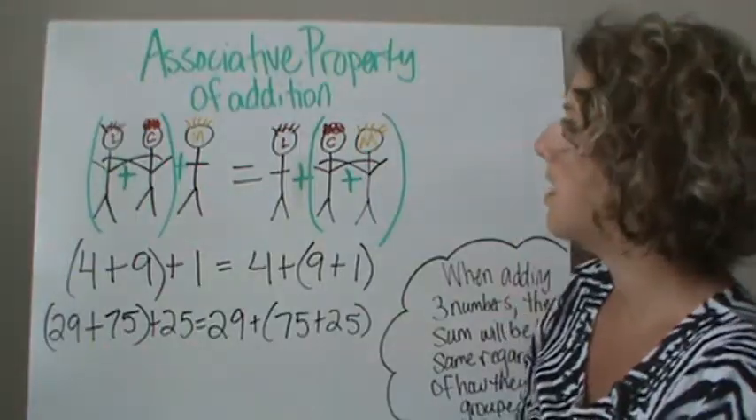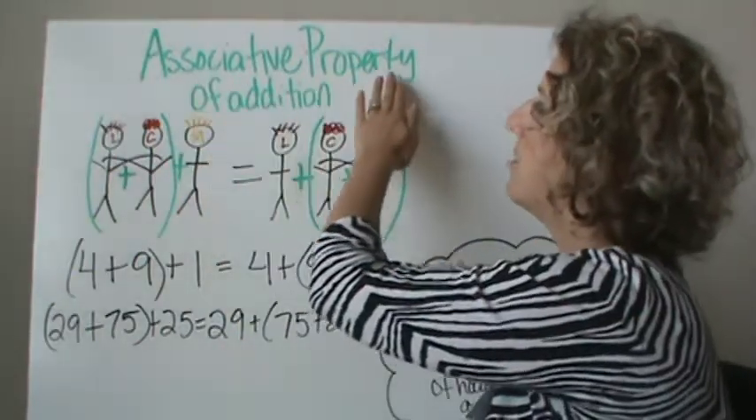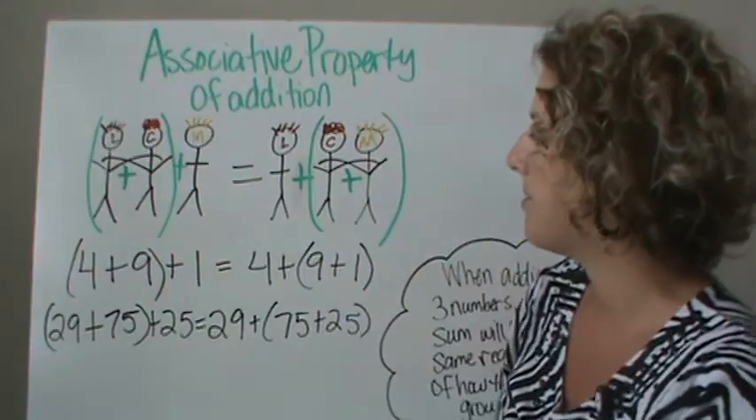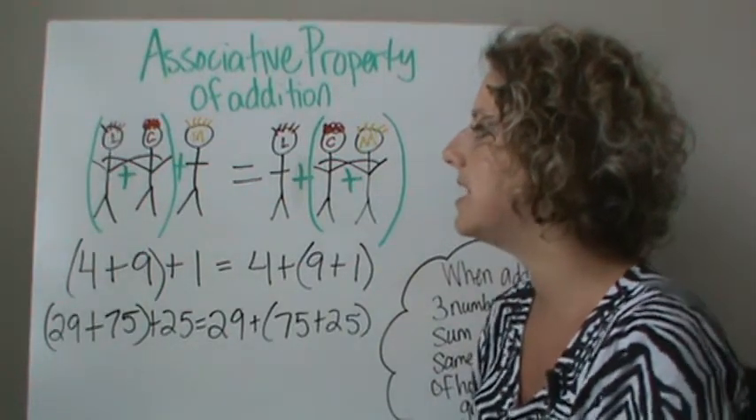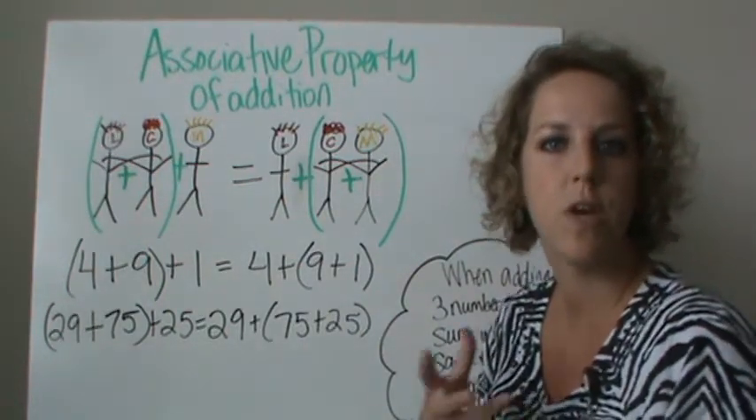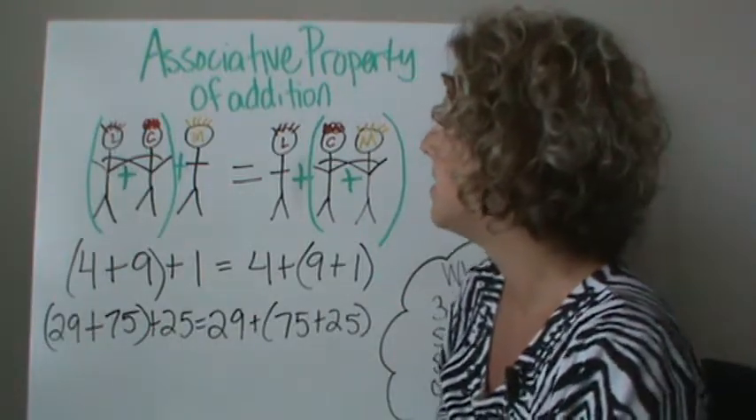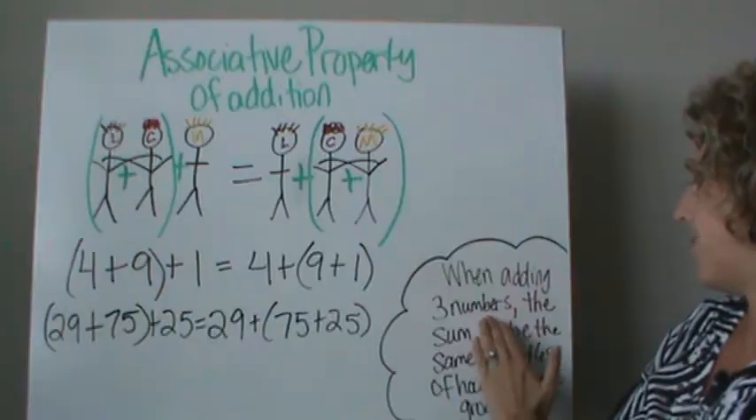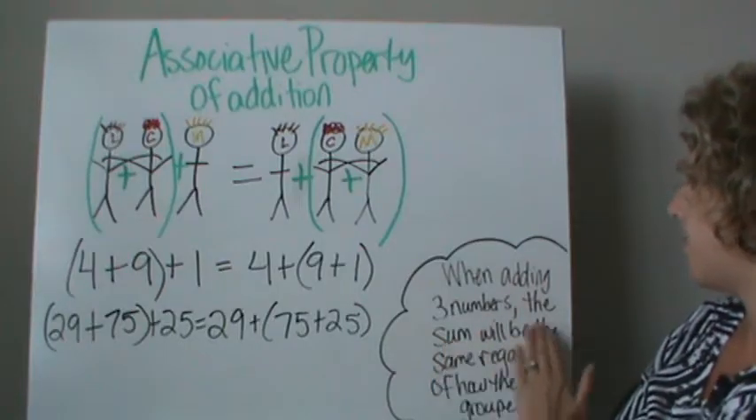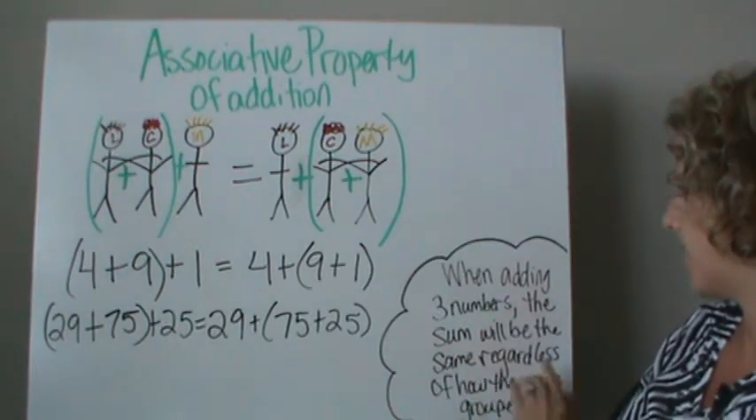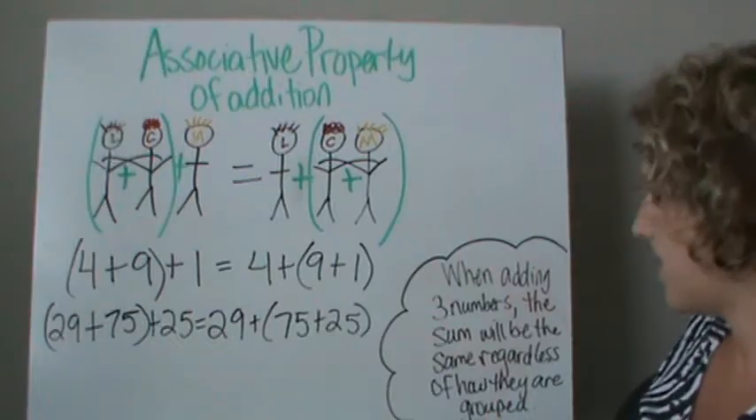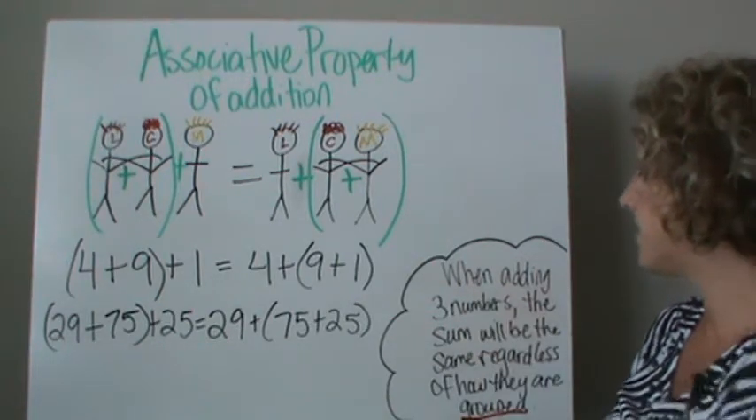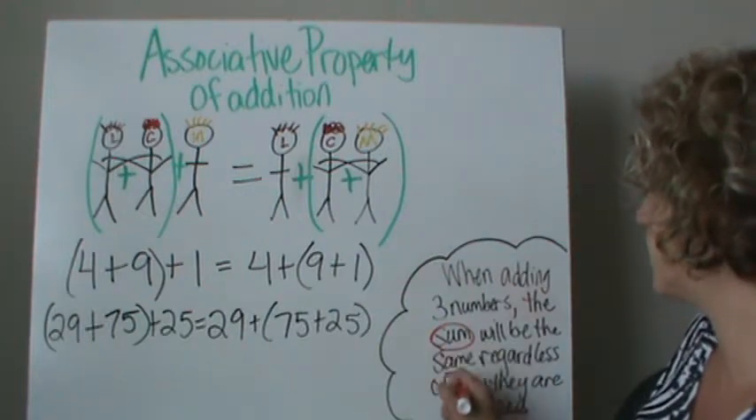The third property of addition is the associative property of addition. This property basically deals with numbers associating with one another. So let's look to see what this property says. It says when adding three numbers, the sum will be the same regardless of how they are grouped. So even if they're grouped differently, the sum will be the same.